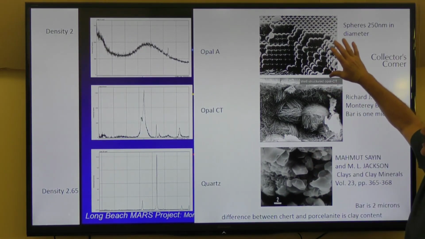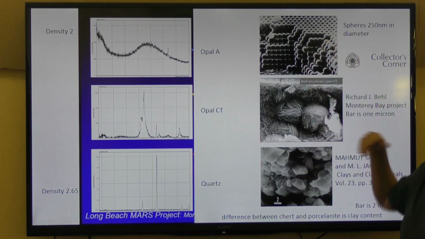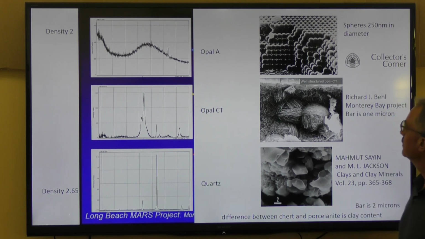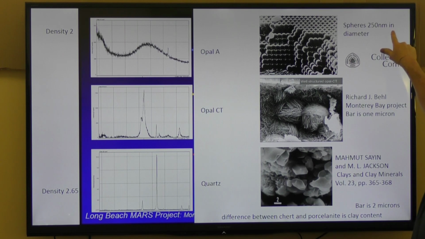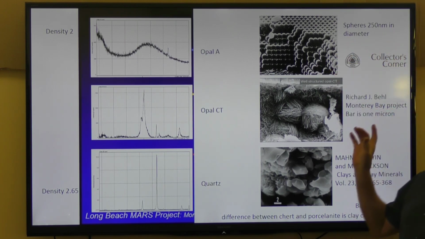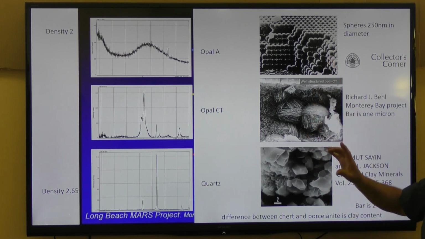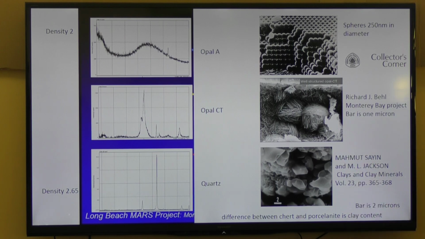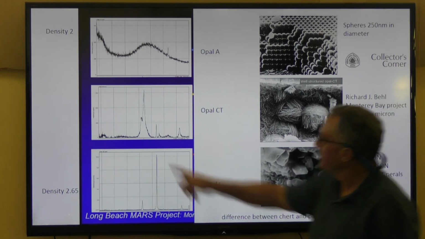So the thing that's actually coating an organism is not chert or quartz, it's opal, which is a hydrated silicon dioxide. It's got water. And it forms these little spheres that are about 250 nanometers in diameter, which is roughly the wavelength of visible light, so it can form a diffraction grating. So when you have opal, it diffracts the light. You get rainbow patterns. This is the X-ray diffraction pattern. And here's the density.